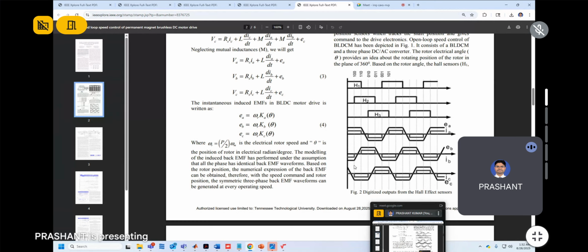If we see sector 2, in between the first dotted line and the second dotted line, we can see that IA is there, IB is 0 and IC is negative. So plus IA, 0, minus IC. So in this sector also only IA and IC are conducting. So in any sector, at a particular instant during some interval, only two phases are conducting.